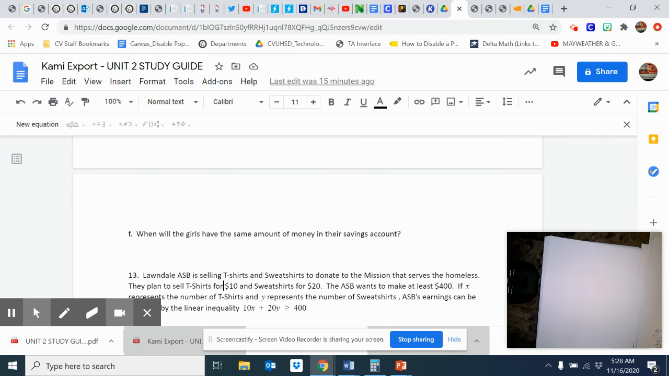All right, next, when will the girls earn the same amount of money? So we would do 80x plus 10 equals 100x. Subtract 80x, subtract 80x, it's 20x. This will not be 2. It'll be a half, 1 over 2 or 0.5. So be careful on your calculator what it gives you.